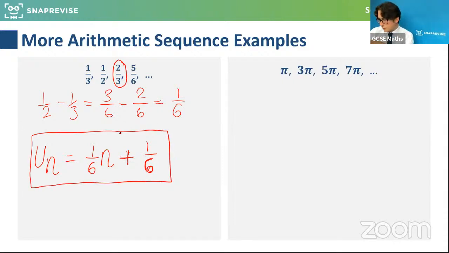So this looks a little bit trickier, but again, you can still check it. The difference it's increasing by is adding on a sixth. So it's like the 1/6 times tables, but it's not starting on 1/6, it's starting on 1/3. So you need to add a sixth on.